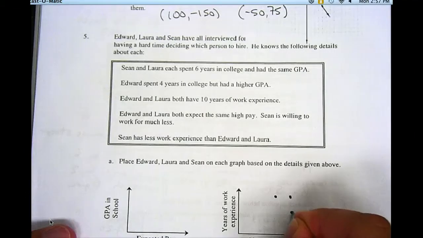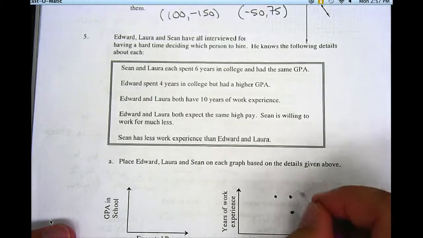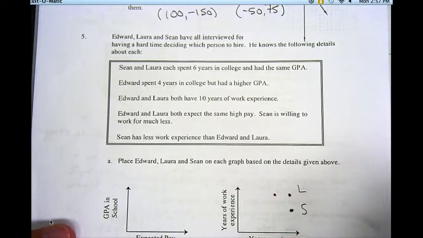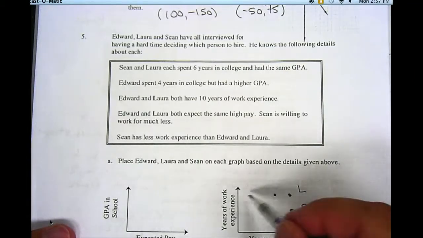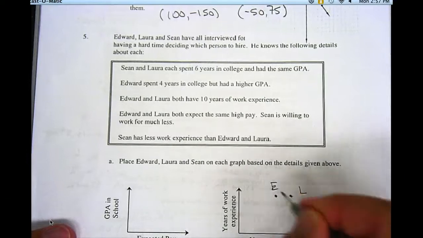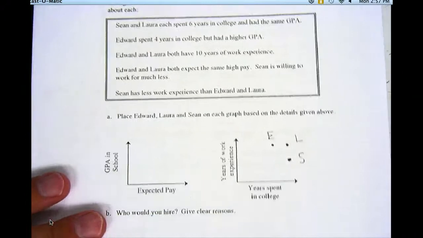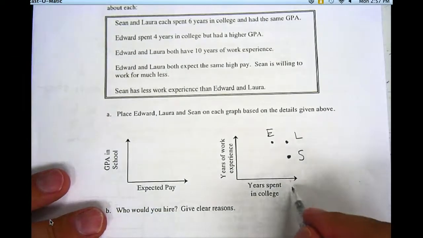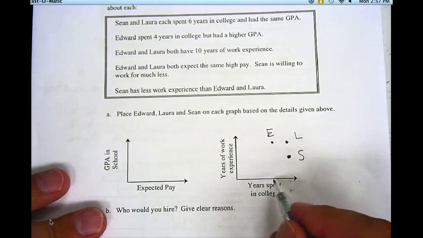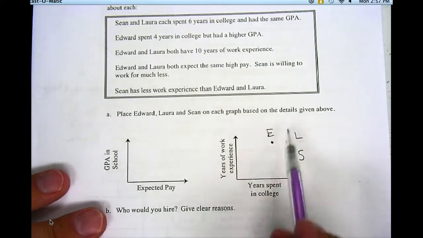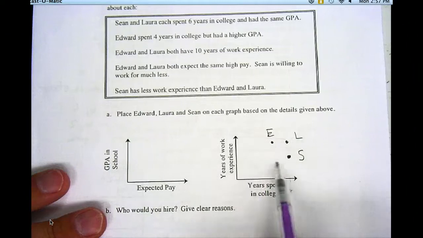Laura. So Sean spent 6 years in college, so this is going to be the 6 years in college, and so is Laura. Laura and Sean both spent 6 years in college. Laura has 10 years work experience, and so does Edward. Sean has 6 years work experience. So I can kind of fill up those dots just like that, okay? Because for my years in college, this would be 6 years in college. Edward has 4 years in college. Laura and Edward both have 10 years work experience, and Sean has less work experience.